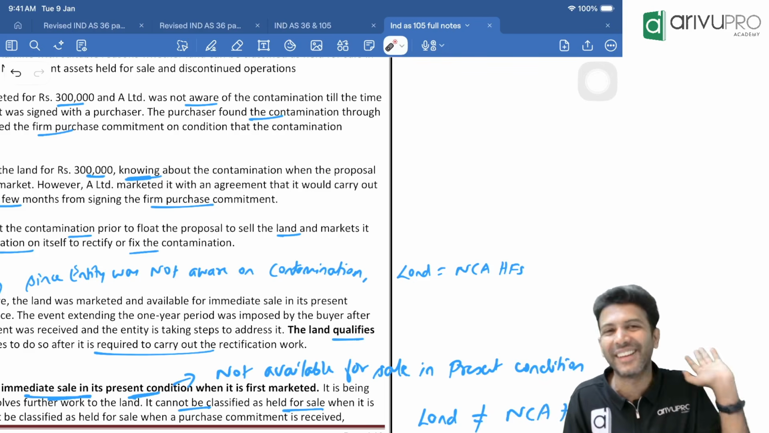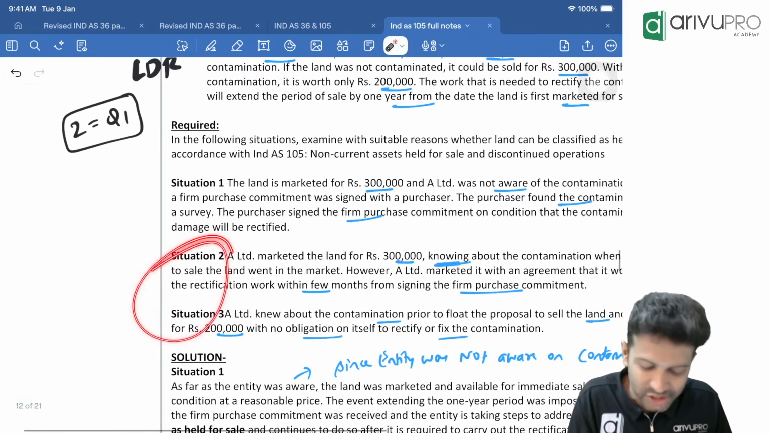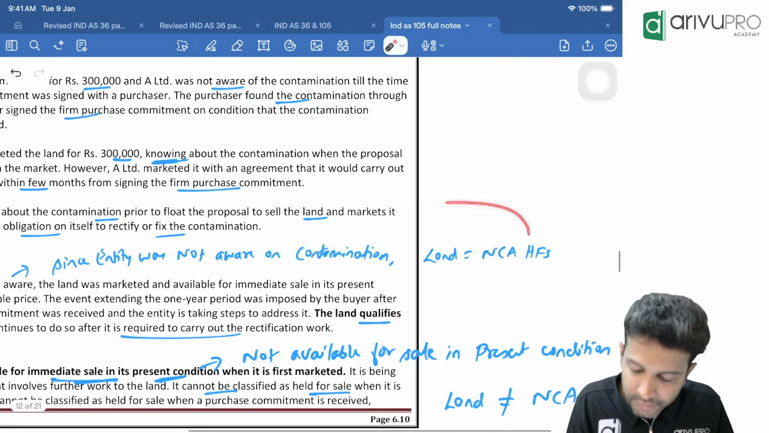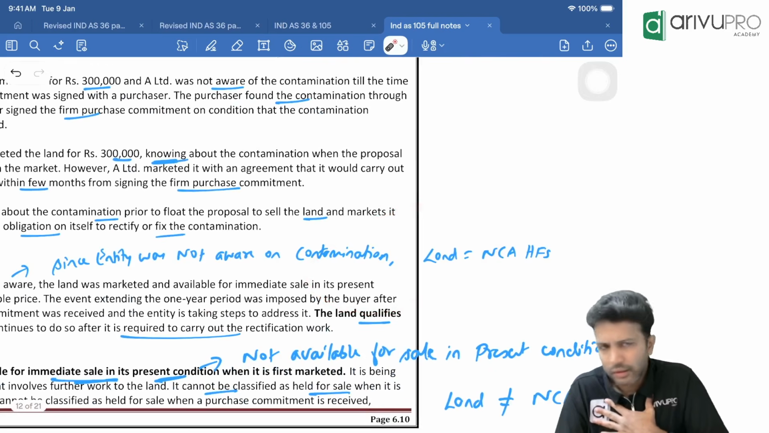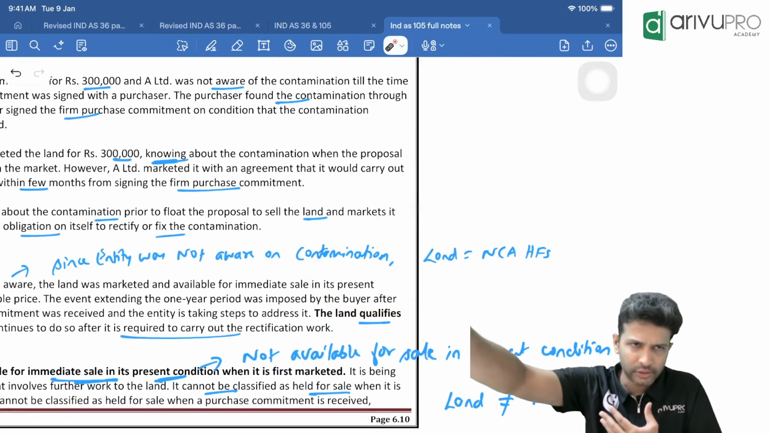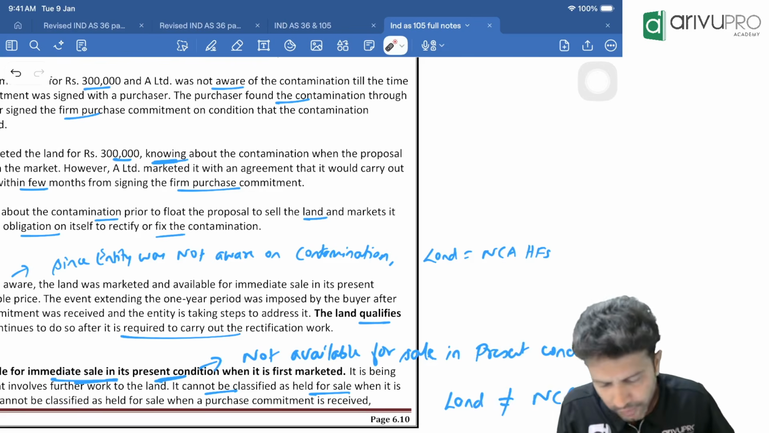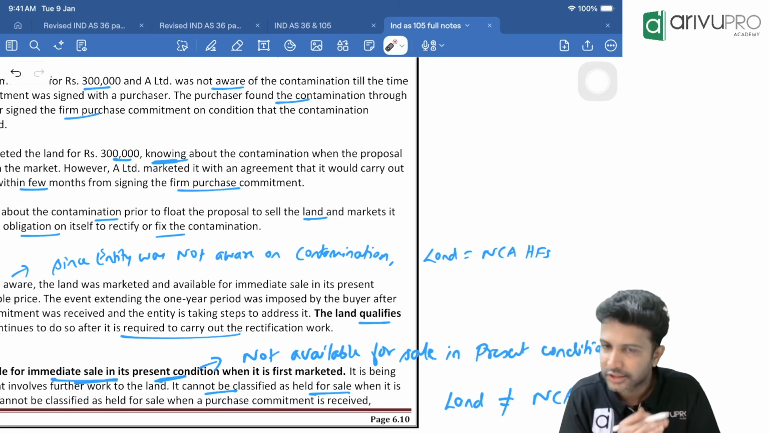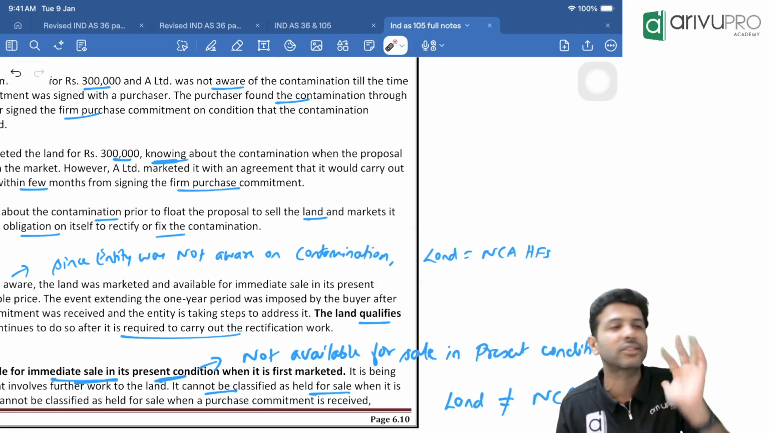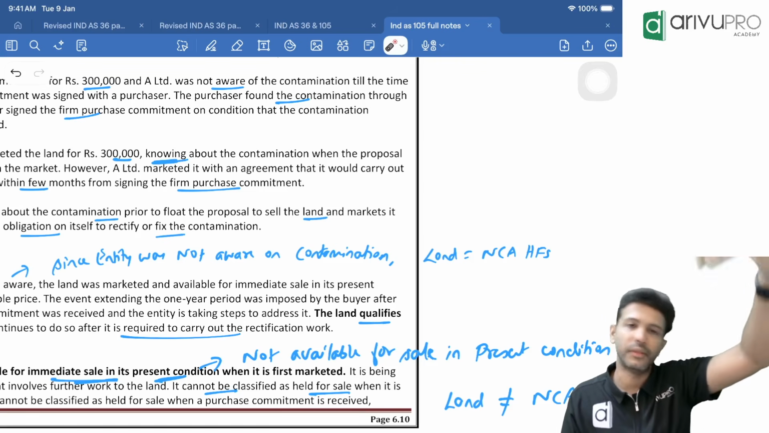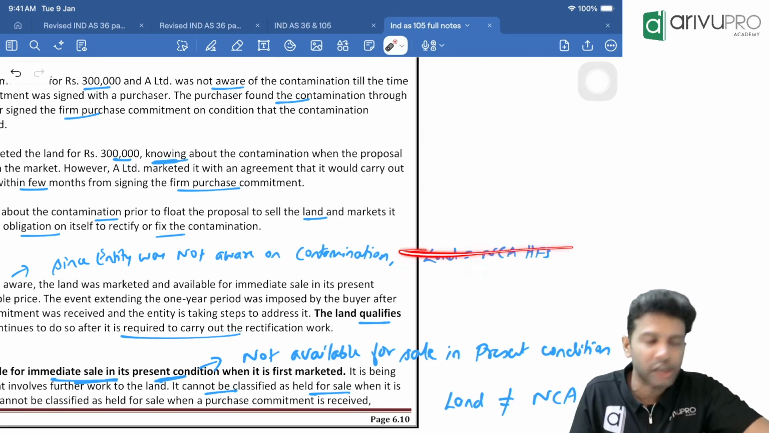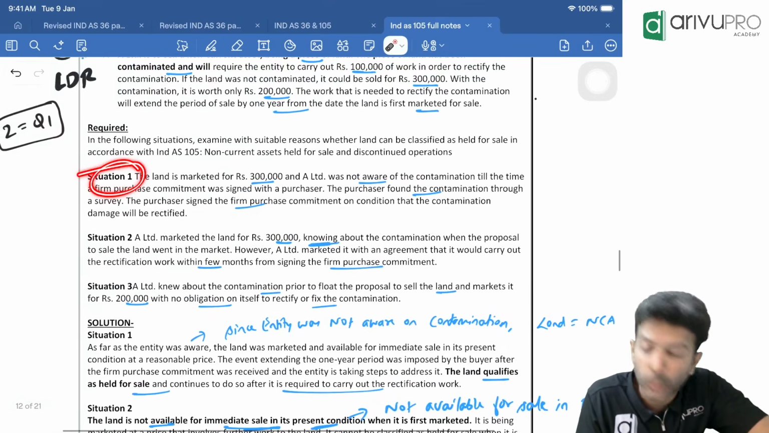You don't have to think. They have already done all that thinking. They have put it as 3 situations. First situation, are we comfortable? Since we were not aware, we marketed at a proper price, and we still thought that the sale would be completed within 12 months. So from our point of view, all conditions are satisfied. So still you will classify it as held for sale. Because of the delay, we will not change the classification under situation 1.